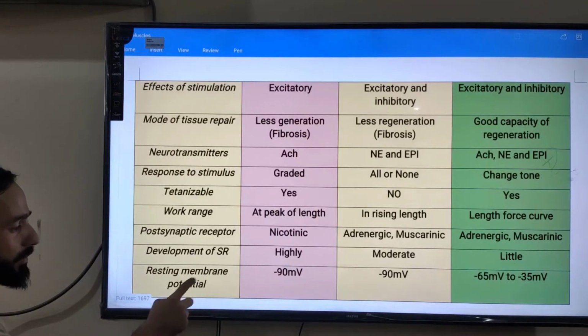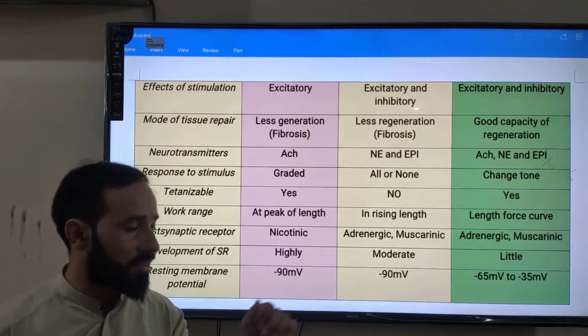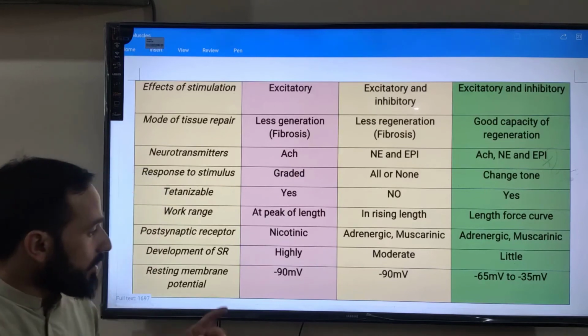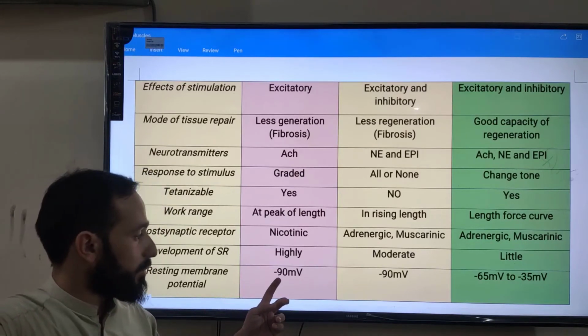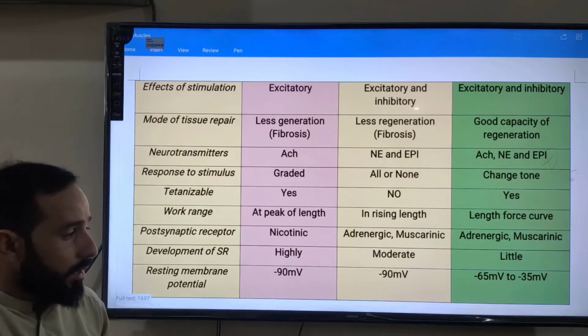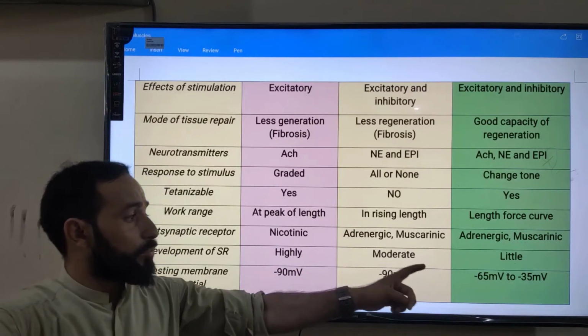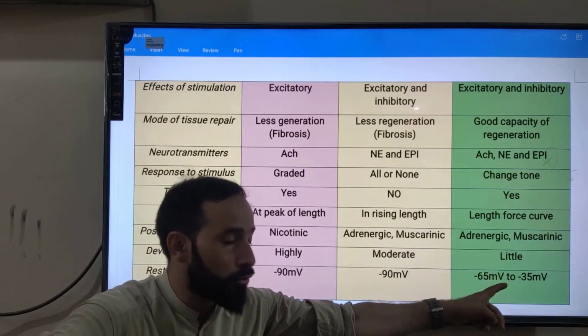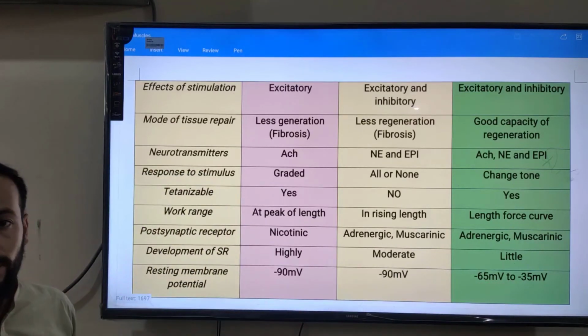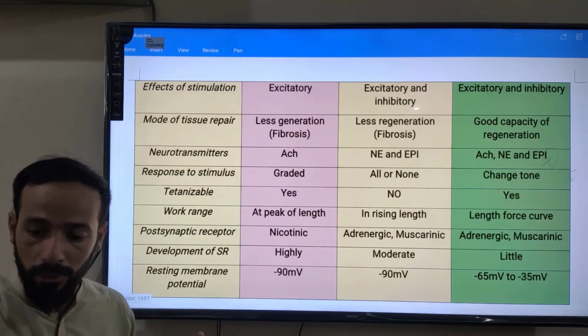What about the resting membrane potential of the skeletal muscles and cardiac muscles and smooth muscles? The resting membrane potential of skeletal muscles is minus 90 millivolt. And that of the cardiac muscle is also minus 90 millivolt. And that of the smooth muscles is minus 65 to minus 35 millivolt.